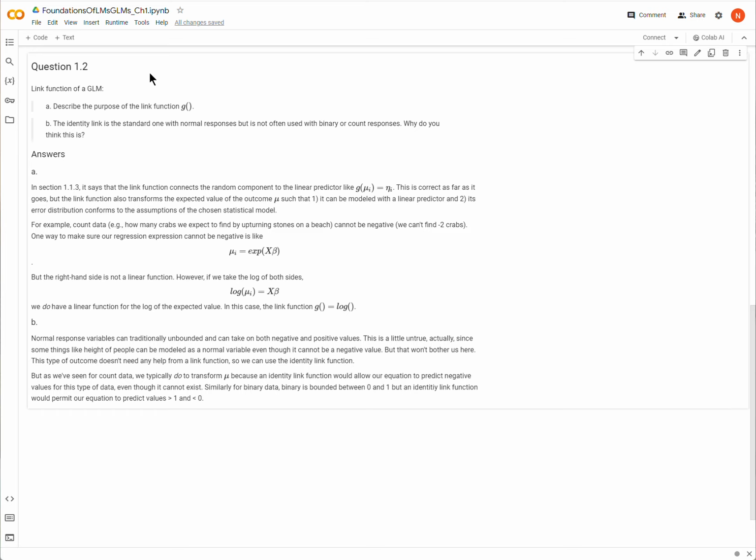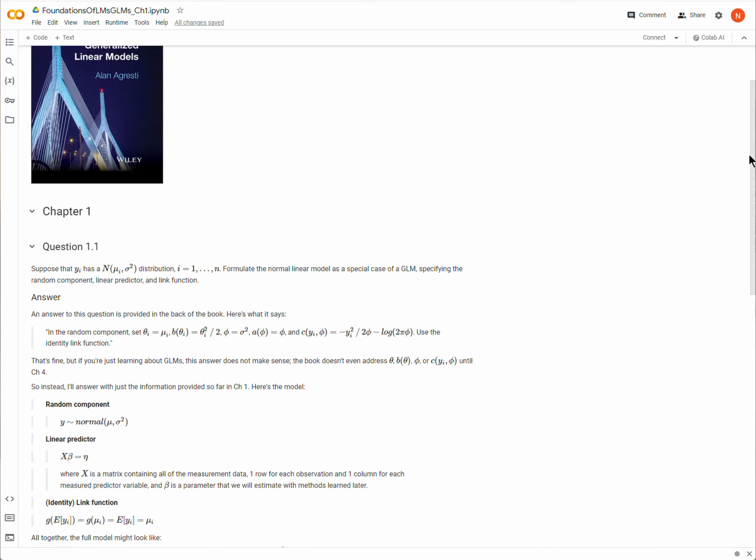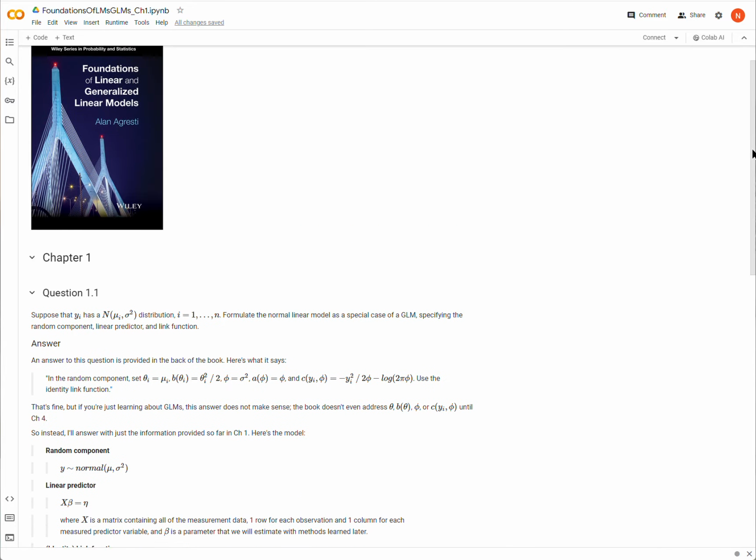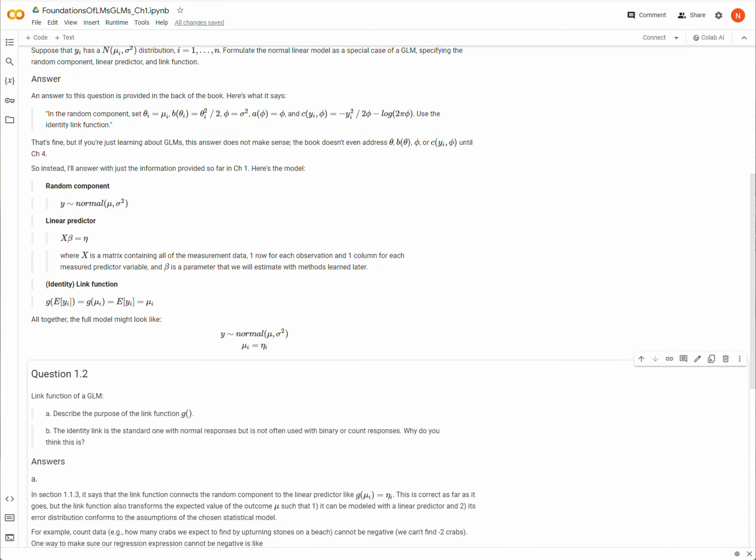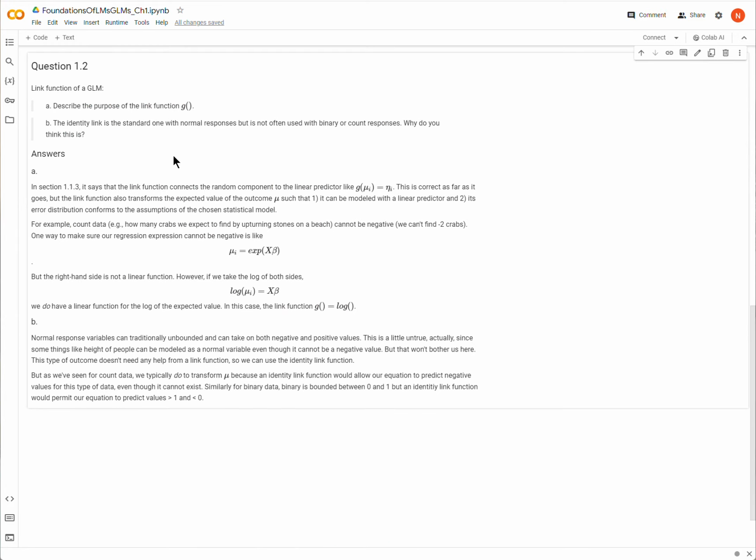Okay, so we are in question 1.2 for foundations of linear and generalized linear models. It's a two-part question. First we need to describe the function or the purpose of a link function, and then try to explain why the identity link function is not often used for binary or count responses. So first, let's describe the purpose of a link function.